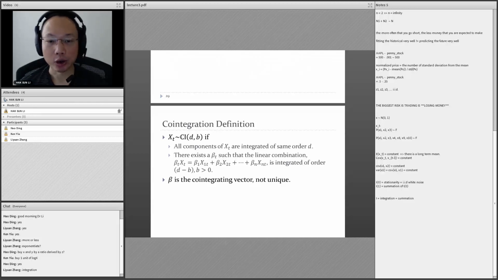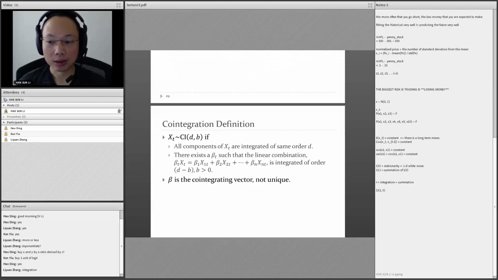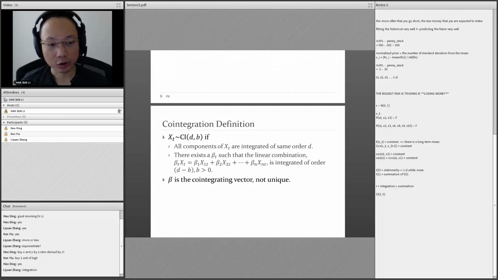Now, in our example, we only care about this. In trading, most of the time we care about only CI(1,0), meaning that we start with prices that are of order 1, and then we reduce it to order 0. Why is order 0 so important? Order 0 means stationarity, and stationarity implies mean reverting. And mean reverting implies a long-term mean, and the existence of a long-term mean implies this equilibrium is a trading signal.